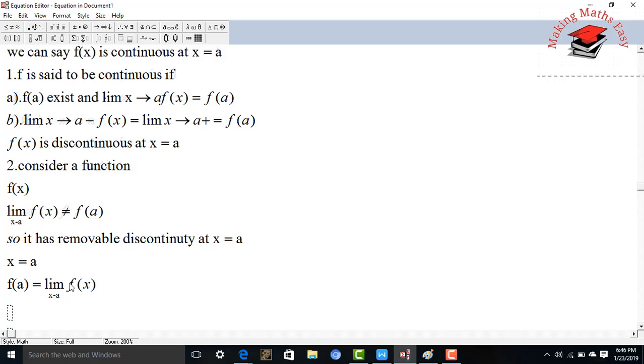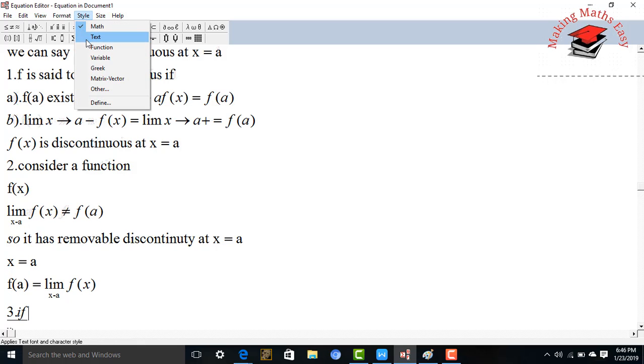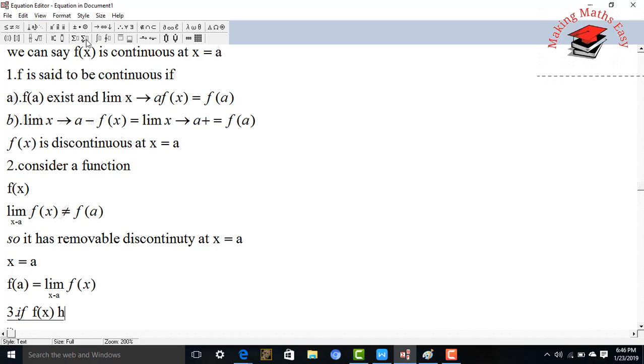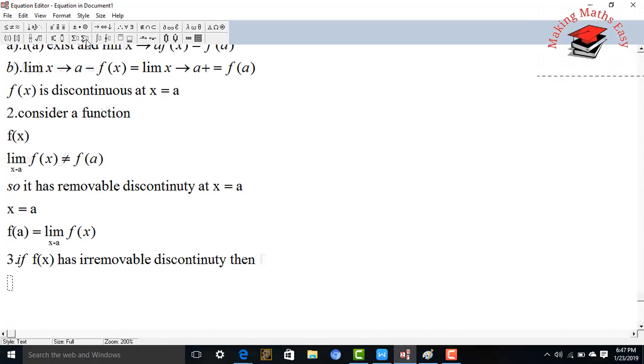Now the third property: if f of x has an irremovable discontinuity, meaning a discontinuity that cannot be removed, then in such a case lim of f of x does not exist.